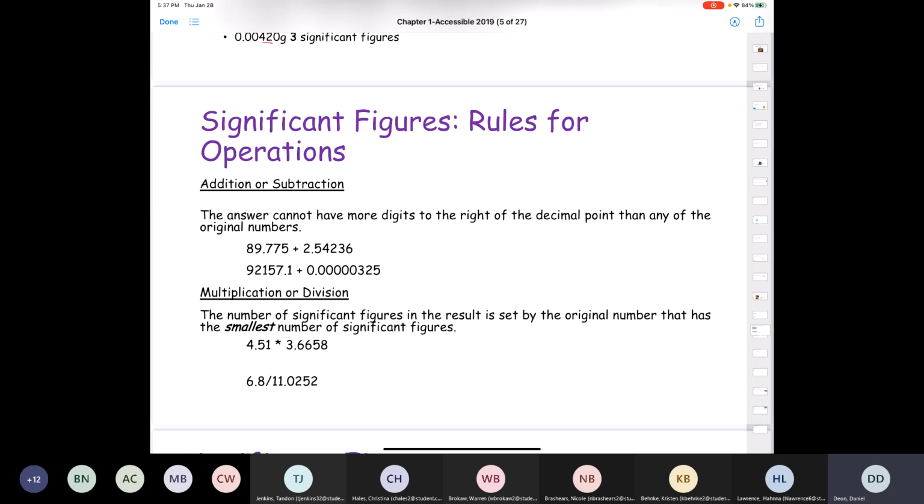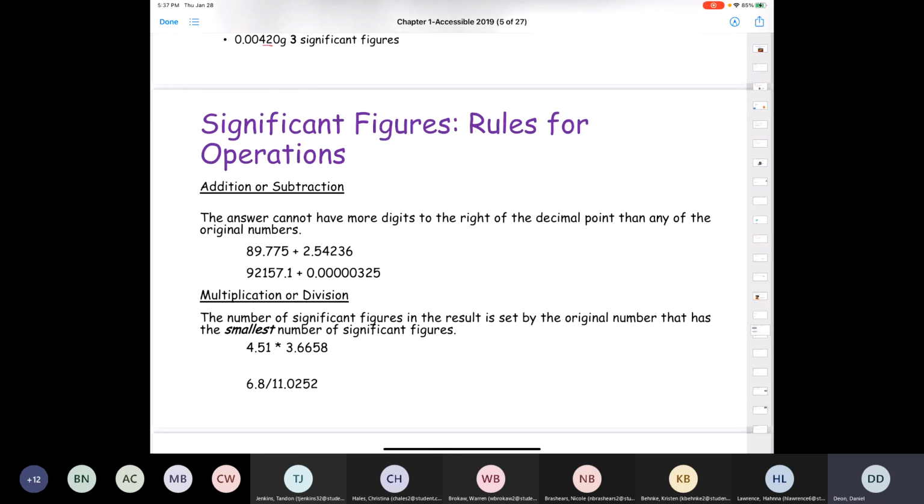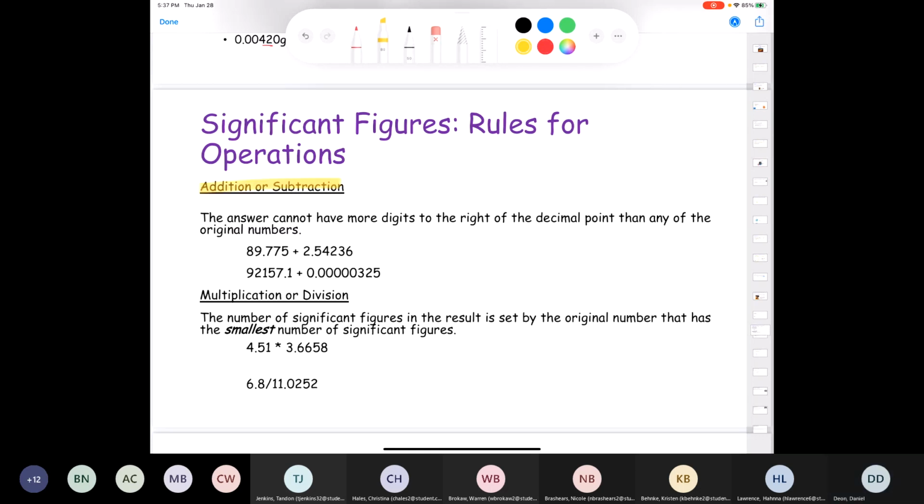Okay, let's talk about addition and subtraction, multiplication and division, and their implications in terms of significant figures. Well, we'll start with addition and subtraction. When we add or subtract numbers, the final answer that we get from our calculator or our brain cannot have more digits to the right of the decimal place than any of the original numbers. Okay? That means that whichever number you're adding up has the least number of decimals, that's the one that governs how many decimals you have.